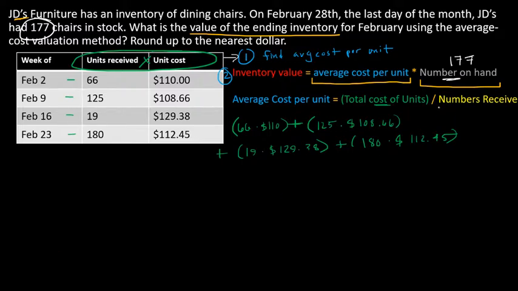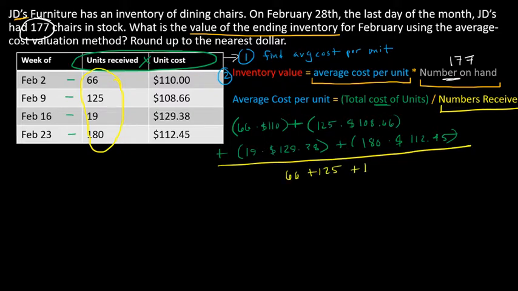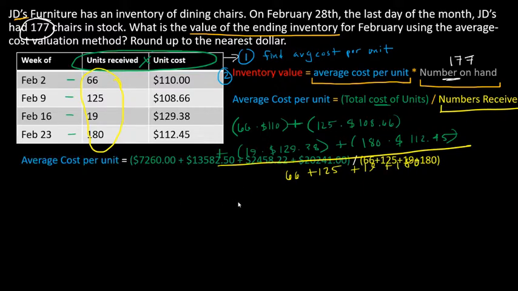To get the denominator, the number received, I'm just going to add up all of these units received. So I'm going to take all of this divided by 66 plus 125 plus 19 plus 180. To look at that a little nicer, let me even erase my work so you can see it a little bit better.